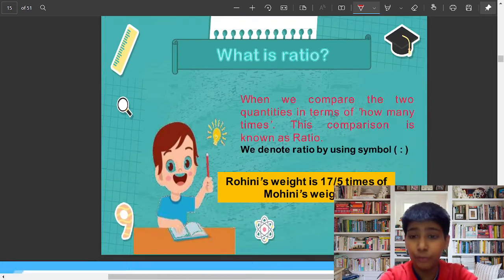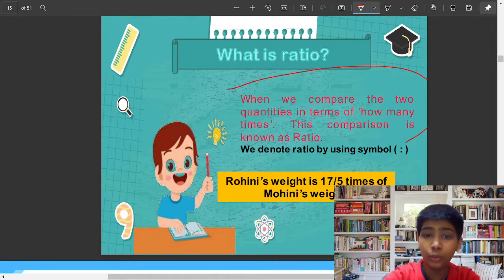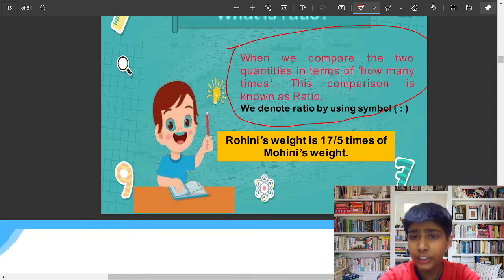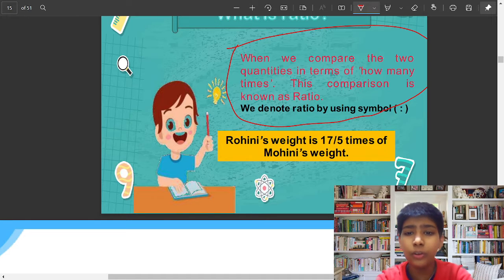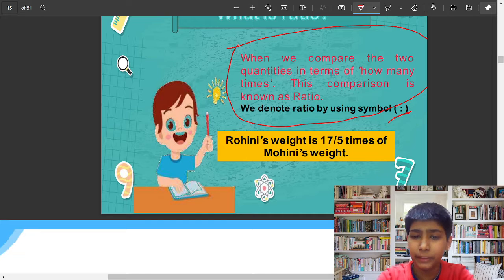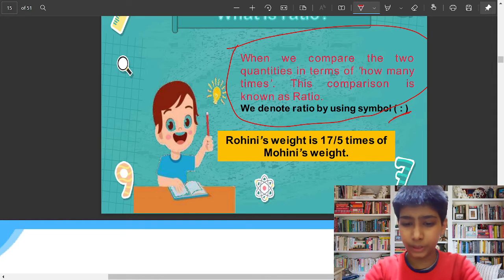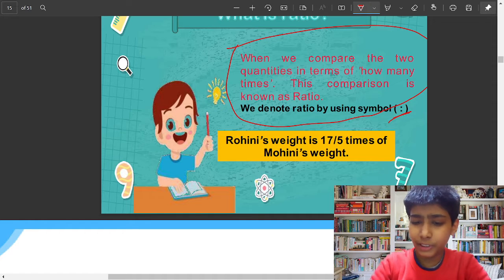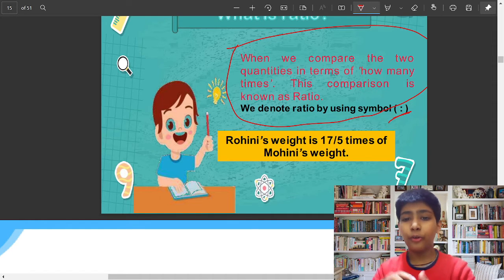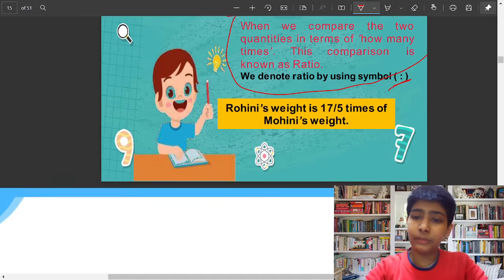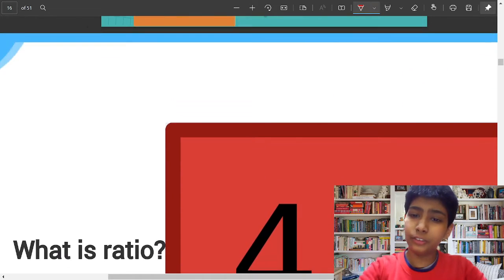What is the ratio? When we compare 2 quantities in terms of how many times, this comparison is known as ratio. We denote ratio by using this symbol that can be said as 'is to'. Rohini's weight is 17 by 5 times Mohini's weight.